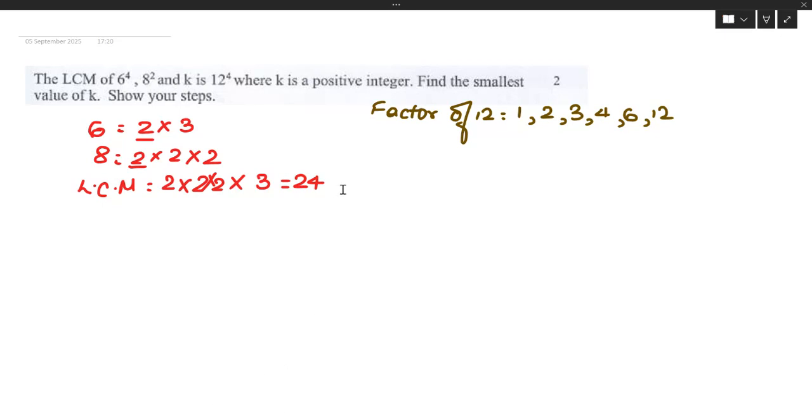Now we need to check what k can be here. If we have to find the LCM of 6, 8 and k, the LCM will be among these numbers only. So if I take k as 4, like 6, 8 and 4, the LCM of 6 and 8 will be 24. Is it possible?